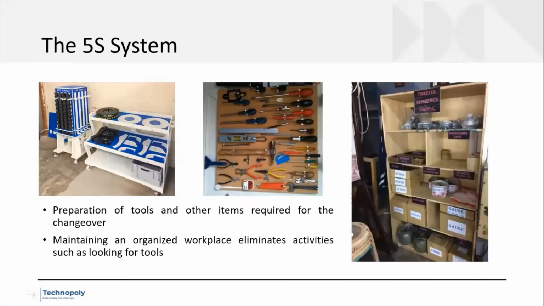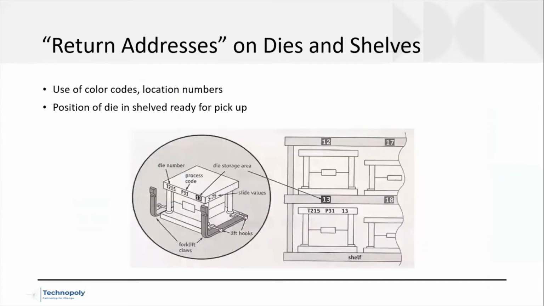Part of the external activities improvement includes the preparation and organization of items required for the setup operation. This is where 5S comes in. Keeping the workplace in order and visual eliminates activities such as looking for needed items. Another example is the use of return addresses on dies and shelves.